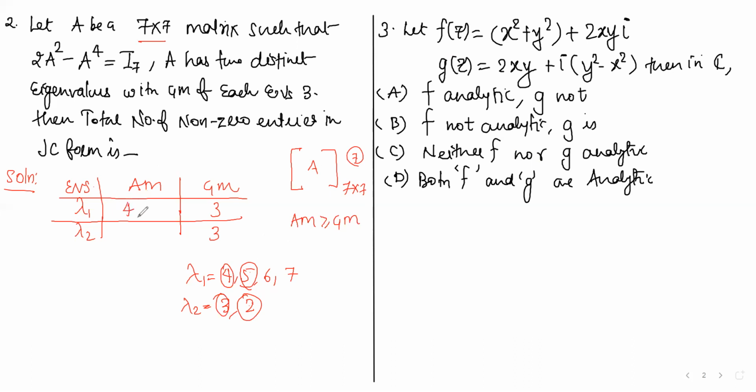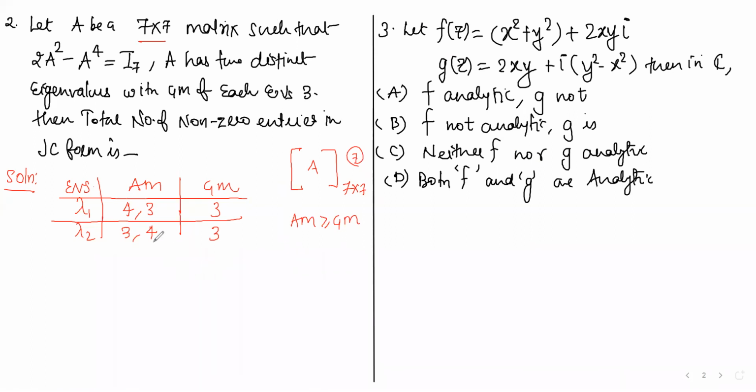So either here AM can be 4 or 3, here also. If AM of lambda1 is 4, then AM of lambda2 will be 3. And if AM of lambda1 is 3, then AM of lambda2 will be 4. So these are the only ideal choices that I have.